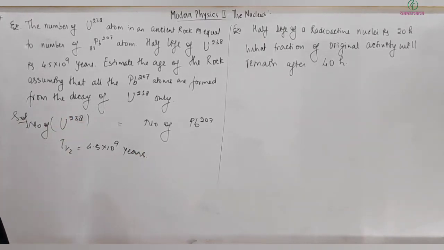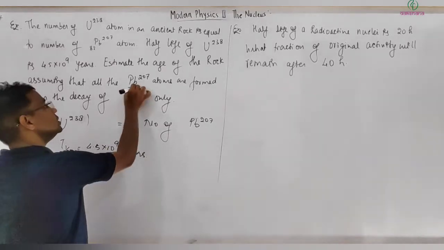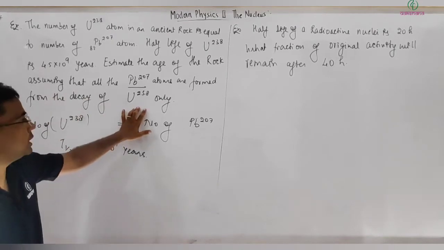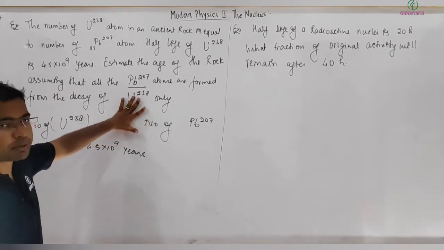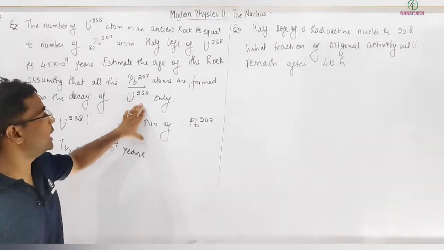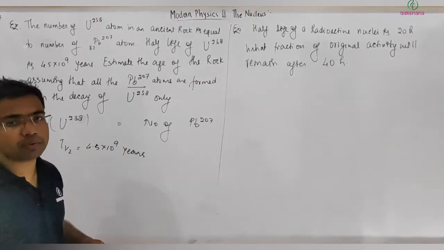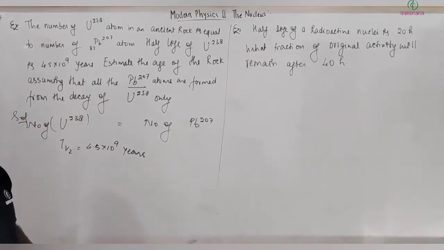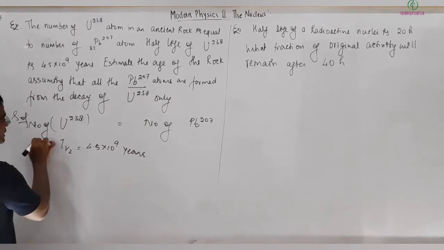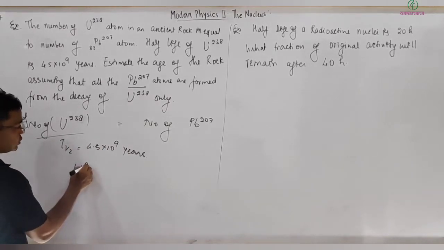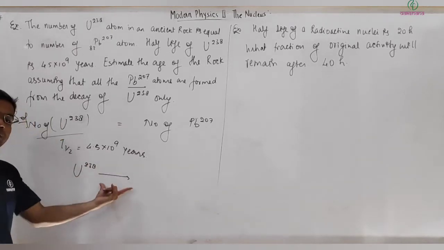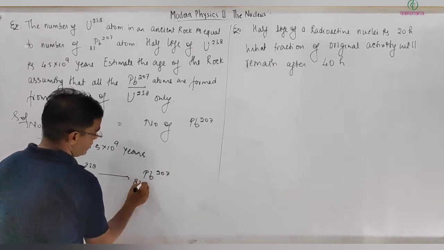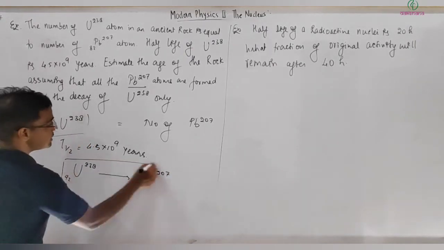Estimate the age of the rock, assuming that all the lead 207 atoms are formed from the decay of uranium 238 only. So it's a simple problem, but you should understand what is exactly given and what approach we need. It's not more about the age, it's just a simple application of activity and number of nuclei. Now see what is happening here. Uranium 238 after decaying through so many alpha and beta decays finally gets converted into lead 207, with atomic numbers 92 and 82.